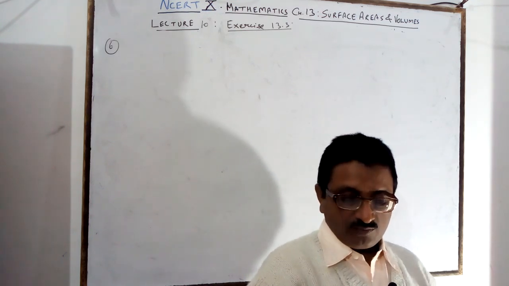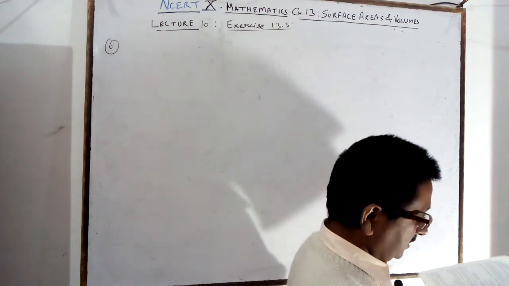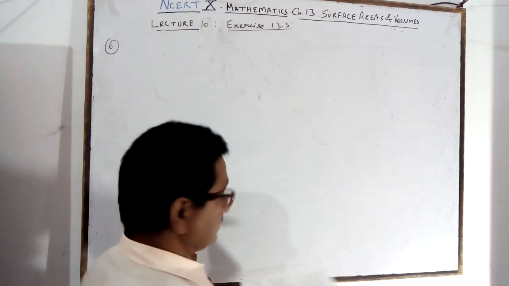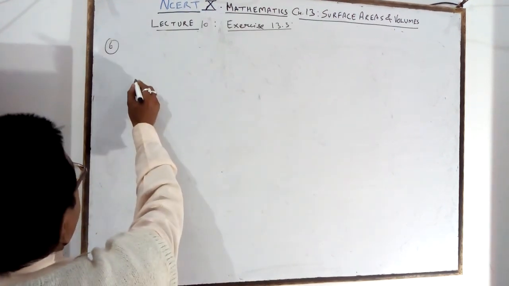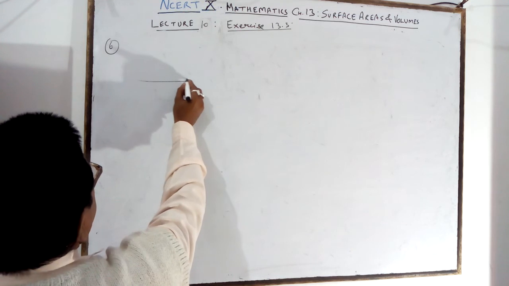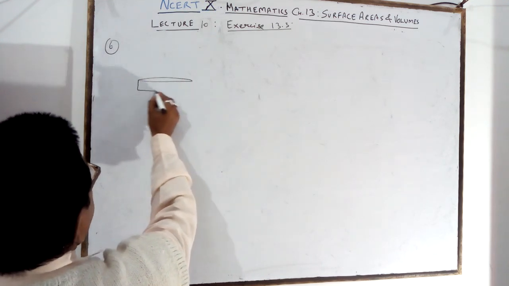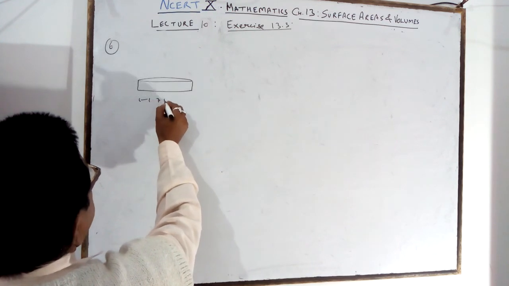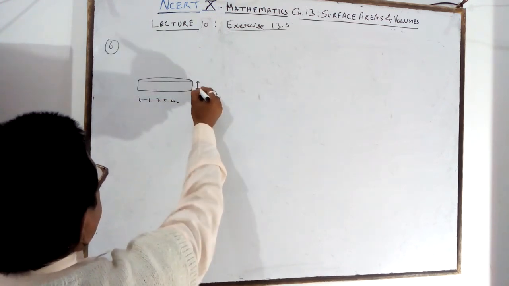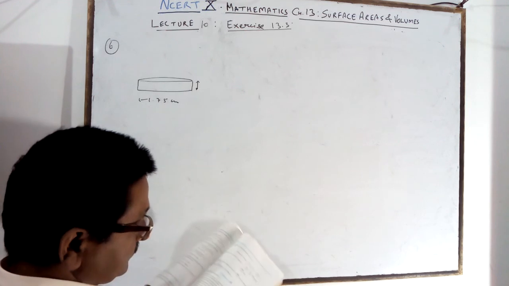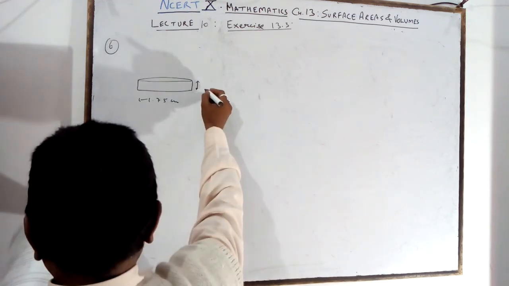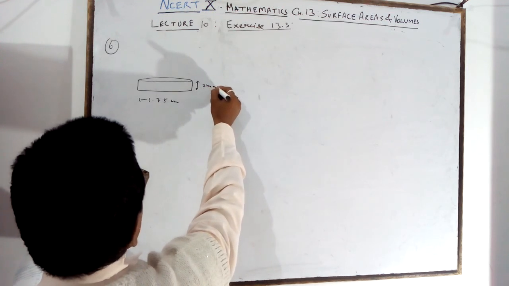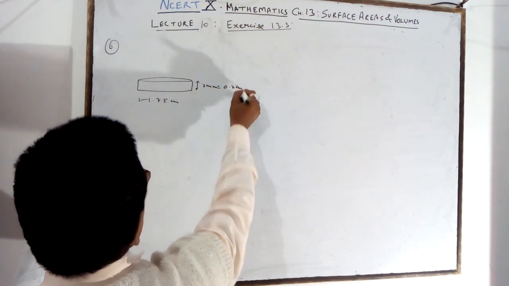How many silver coins, 1.75 centimeter in diameter and thickness 2 millimeter, that gives you 0.2 centimeter.